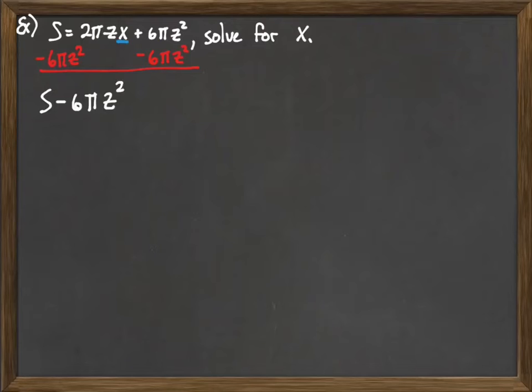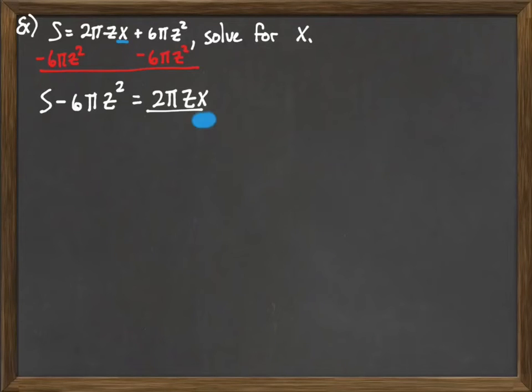So we subtract 6 pi z squared from both sides. And then S and 6 pi z squared, none of those things are like terms. So that just stays as S minus 6 pi z squared. And then on the other side we have a mess, 2 pi zx.